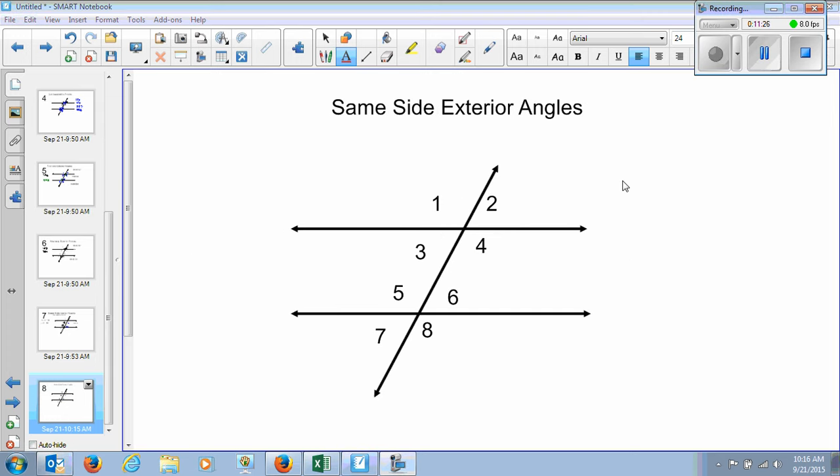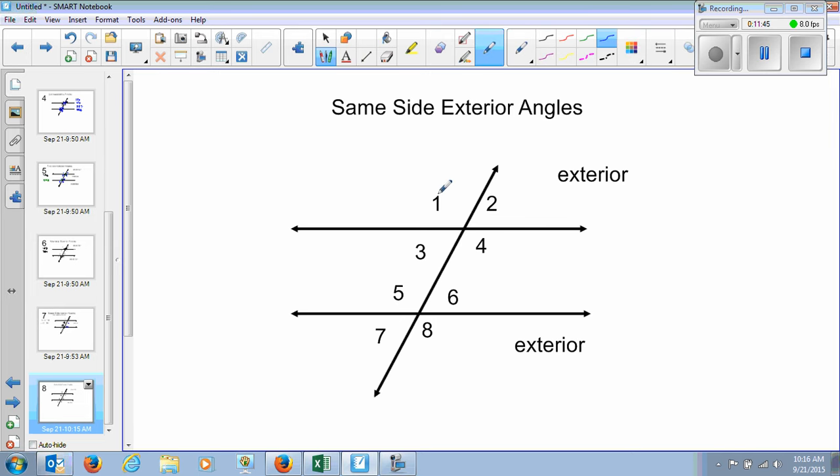And now we get to our very last set of angle pairs. These are same side exterior angles. So again, now we're looking in the exterior, which is up there, and which is down here. It's outside of the parallel lines. So we want ones that are on the same side. So I look here and I see angle 1 is an exterior angle. On the same side of the transversal, on the exterior, is also angle 7.